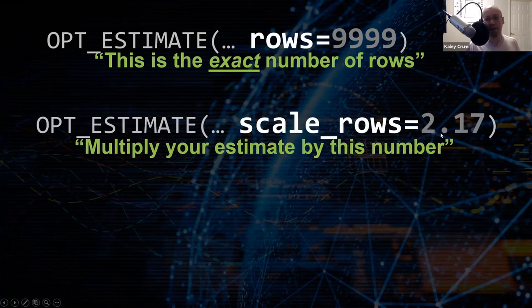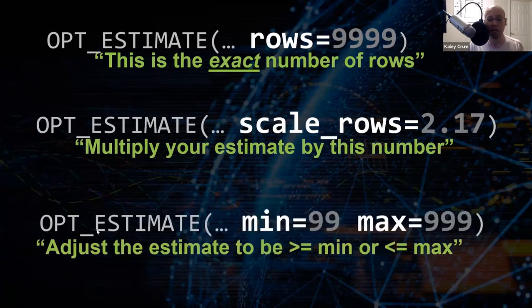Suppose that it's off by a factor of 2.17. So if we think we're getting 100 rows, we would actually be getting 217 rows. Another example is you can set up guardrails. You can tell Oracle, never let your minimum go below this number, and never let your maximum go above this number. So we're telling Oracle to adjust our number of rows to be between minimum and maximum.